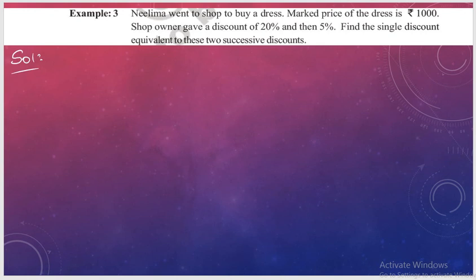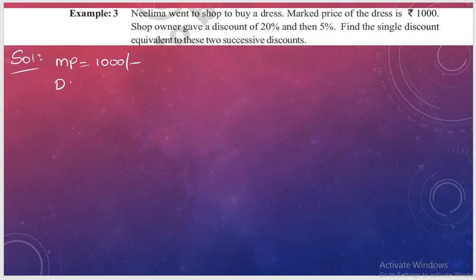See here, 20% once he has given, and after that he has given 5%. That means you won't be getting 25% discount. If you think that you got 25%, then it is wrong. Now let us see how much percent you have got. First of all, what is the thing that he has given? Market price. Market price is given as 1000 rupees.